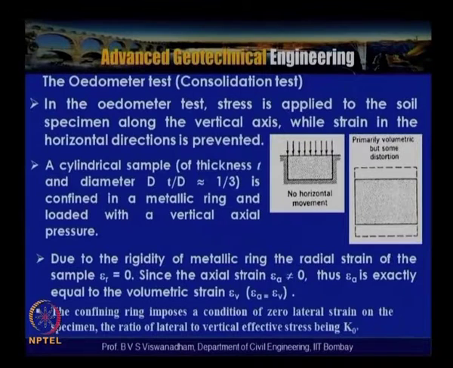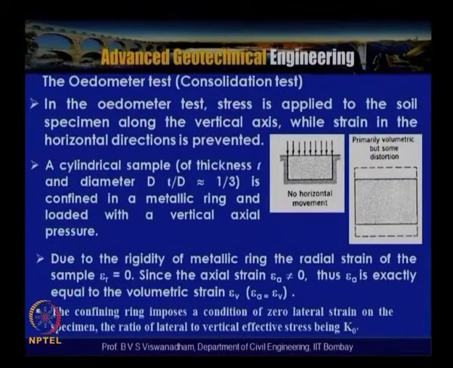Due to the rigidity of the metallic ring, the radial strain of the sample, epsilon r, is equal to 0, that is, in the radial direction it will be 0. Since the axial strain epsilon A is not equal to 0, epsilon A is exactly equal to the volumetric strain, so epsilon A is equal to epsilon V. The confining ring imposes a condition of 0 lateral strain on the specimen, the ratio of lateral to vertical effective stress being K naught, so sigma R is equal to K naught sigma V, where sigma R is the radial stress. There have been attempts by several investigators to measure the lateral resistance offered by the ring by placing strain gauges and load cells.